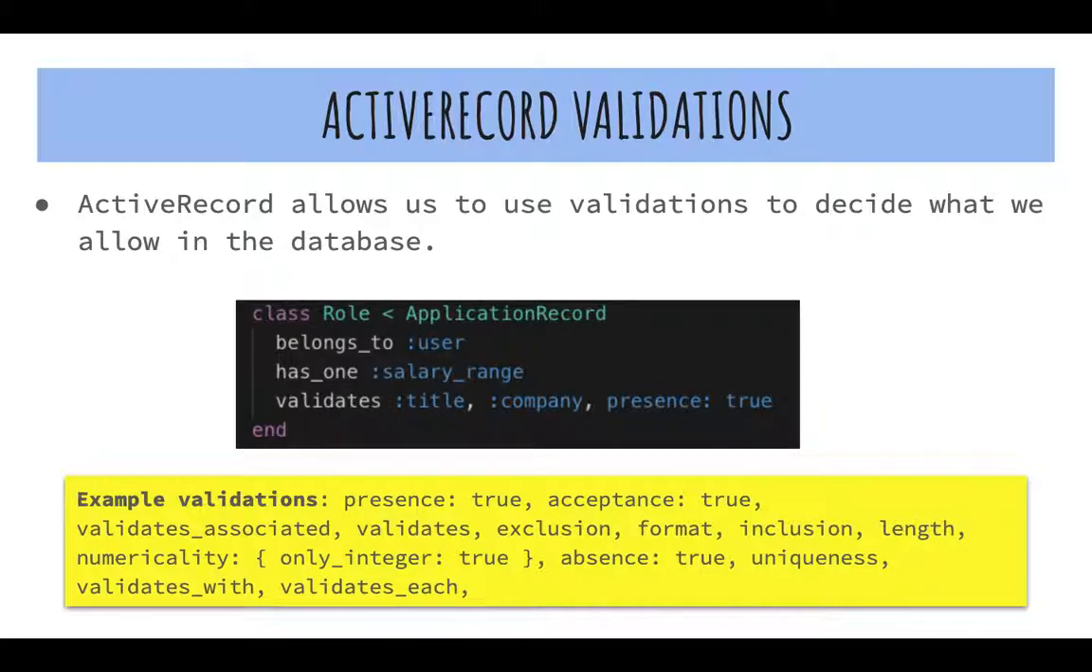Length, checking the length of our input or attribute. Numericality, which can check that it's only integers. Absence true, checking that it's not there. Uniqueness, which is checking that it is, as the name suggests, unique. Validates with, checking another sort of validation, and validates each.